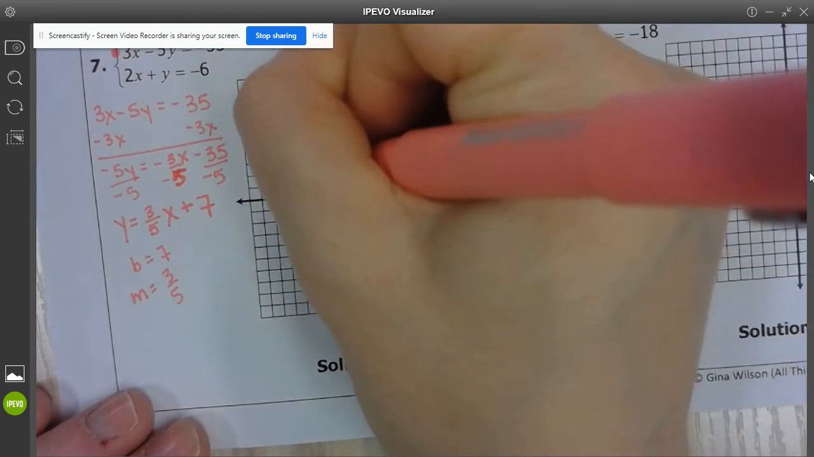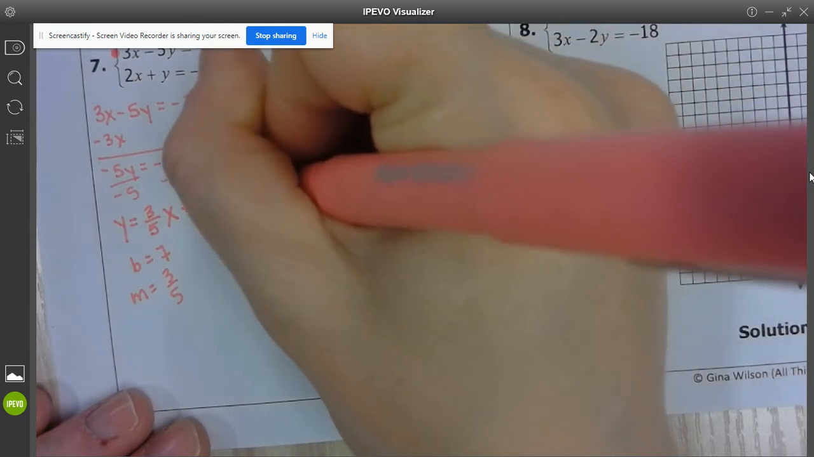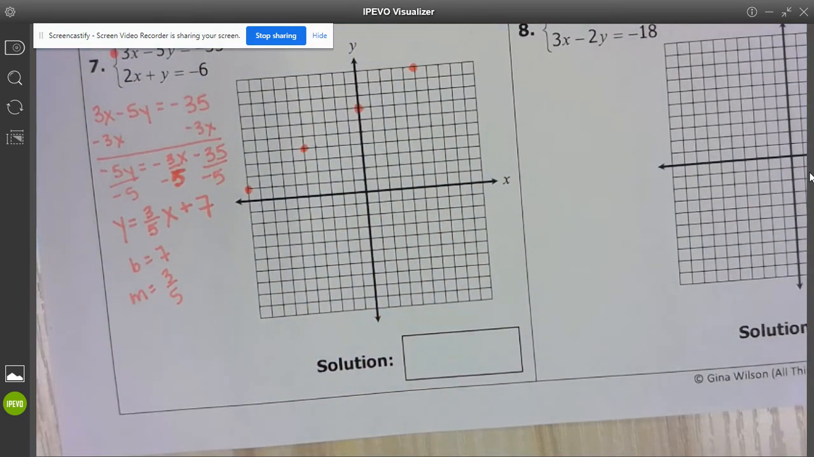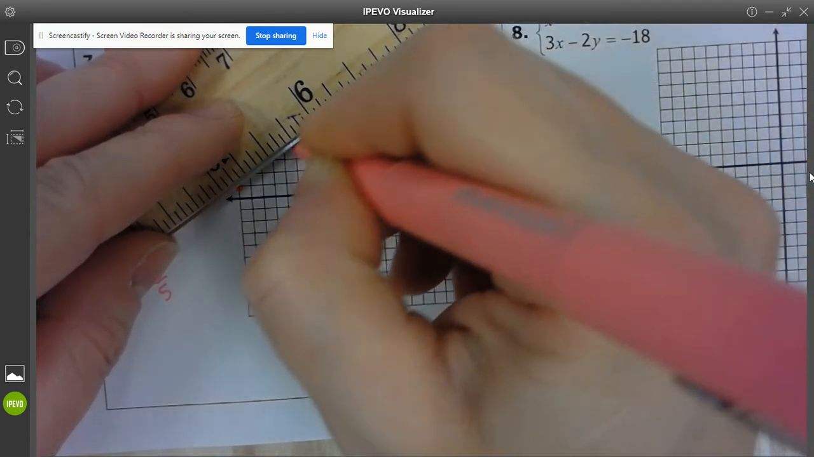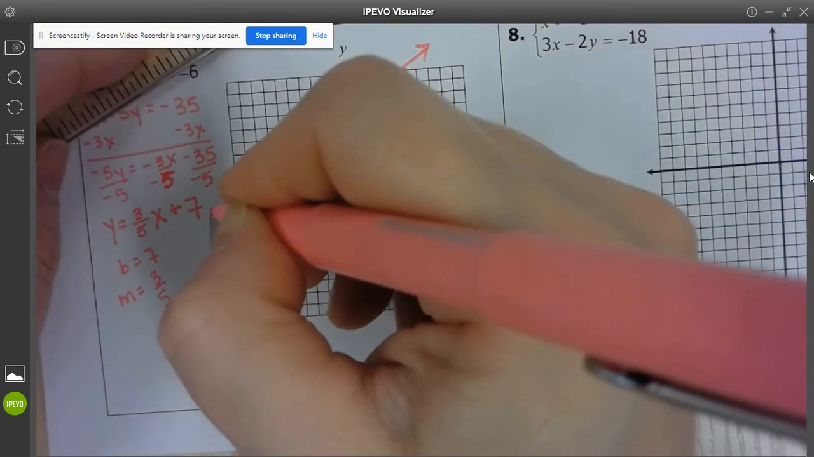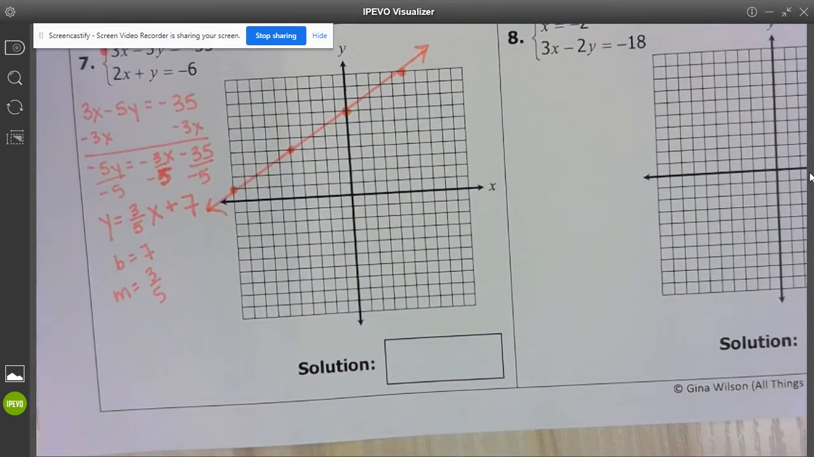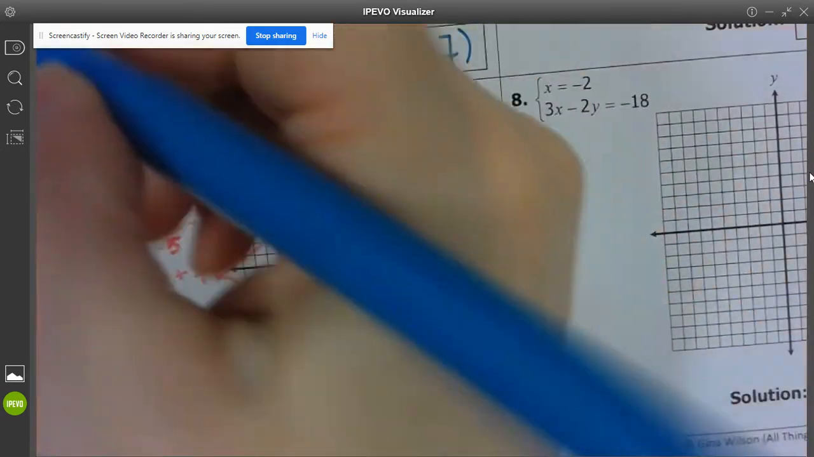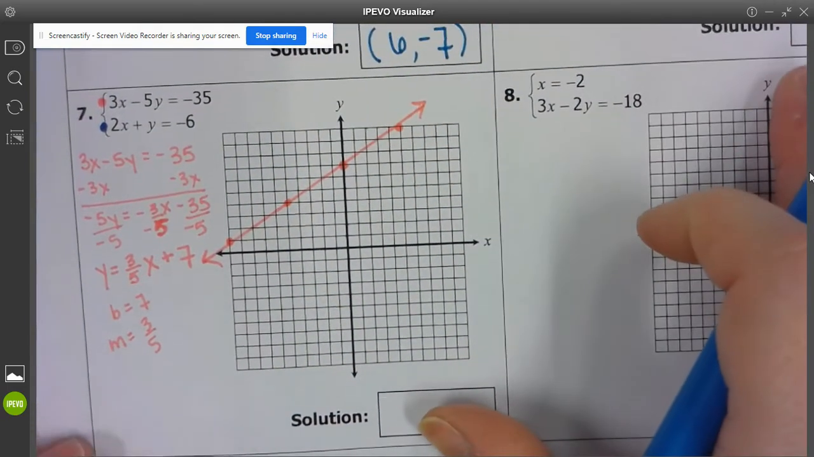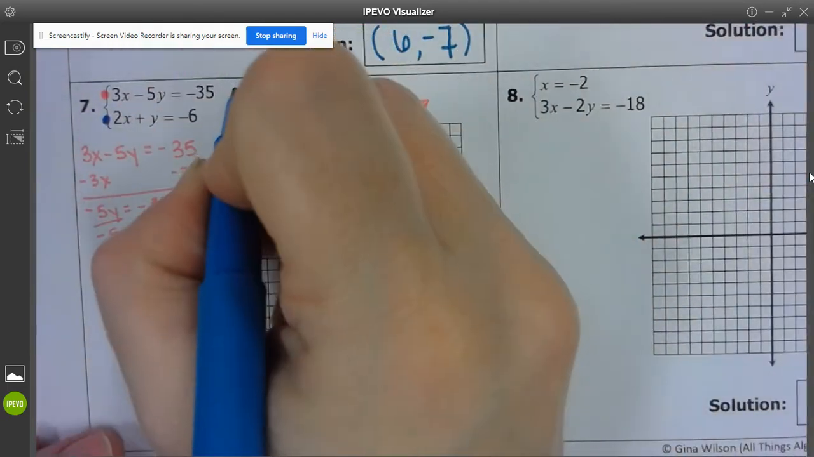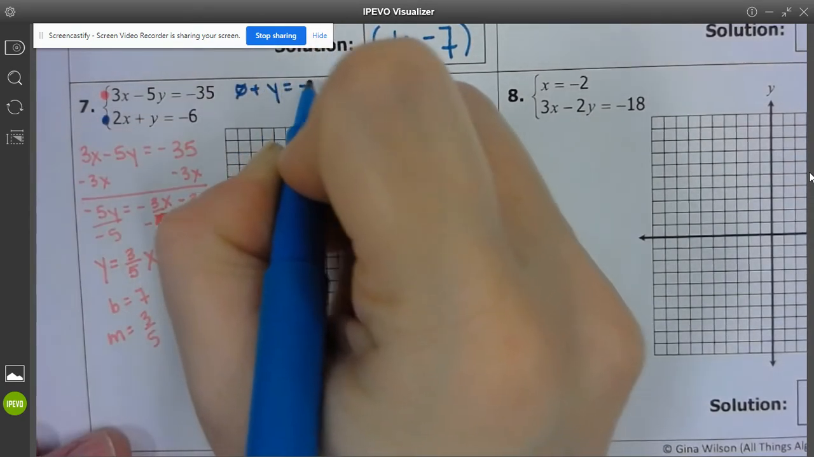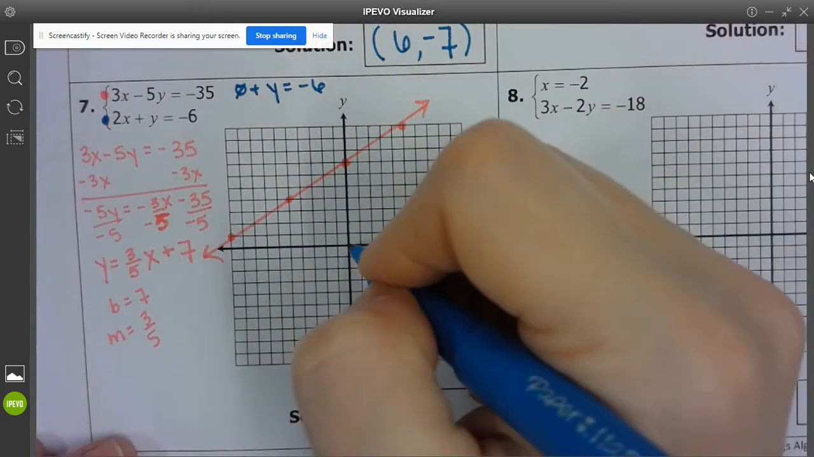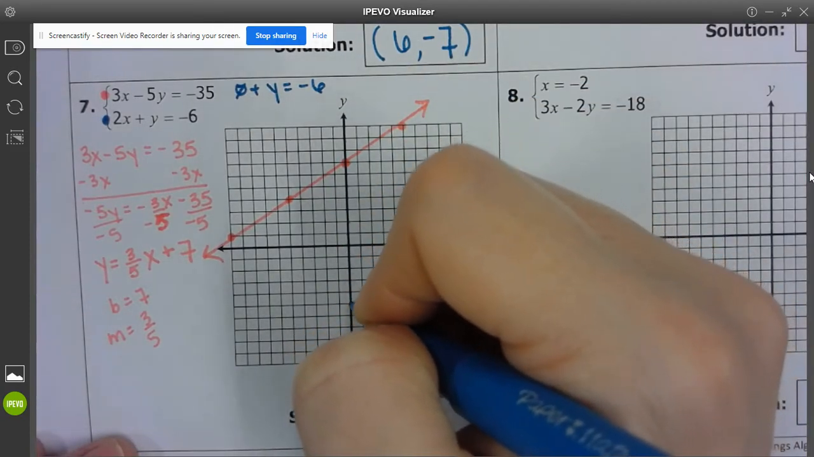Gonna do one more. There we go. So connecting these. All right, now with the second one, I do not have to put this in slope-intercept form because if I replace x with 0, I get negative 6. That I can graph. 1, 2, 3, 4, 5, 6.